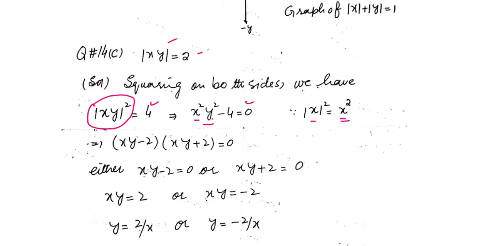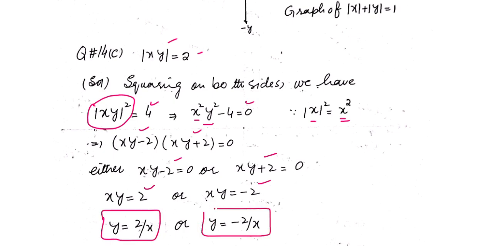By using the formula a square minus b square, which is equal to a minus b, a plus b, this can be written as xy minus 2, xy plus 2 is equal to 0. From here, either xy minus 2 is equal to 0 or xy plus 2 is equal to 0. This can be written as xy is equal to 2 or xy is equal to minus 2. From here, we have y is equal to 2 over x, and y is equal to minus 2 over x.